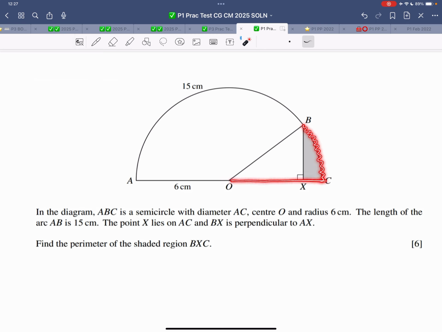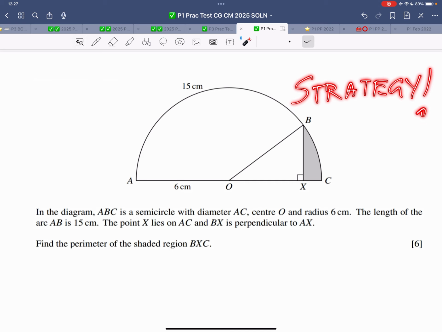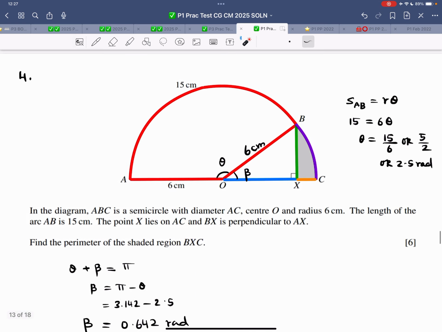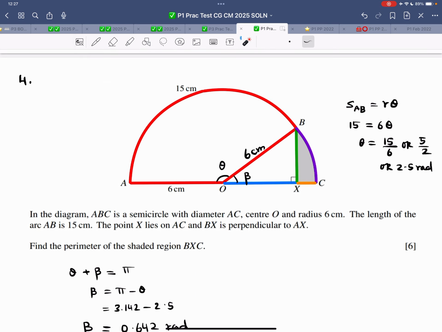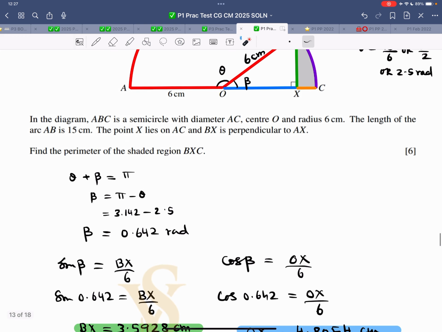That will be used based upon this radius and this angle, let me call it beta. So that will be the arc length BC. Once you have decided on the strategy, that is what I always focus on. Decide on the strategy. Now this is how I have labeled it very colorfully. Arc length AB is r theta. Theta comes out to be 2.5 radians. This is theta. Now theta plus beta is pi because it lies on a straight line. Therefore beta comes out to be 0.642 radians.